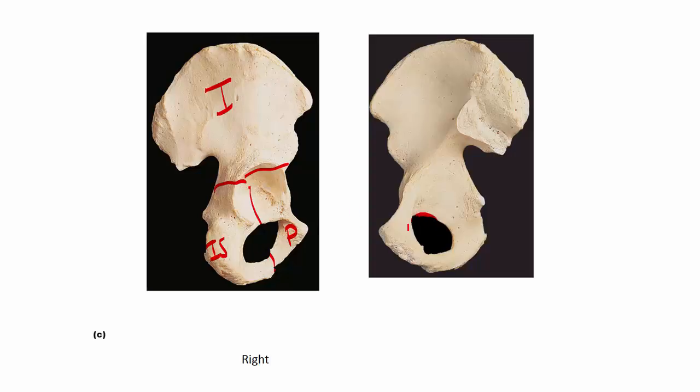You can see the big hole, the obturator foramen. You can see the greater sciatic notch, the lesser sciatic notch. You can see the iliac spine, and you can see the acetabulum right here. Okay, so again, you can figure out those features on an actual bone.